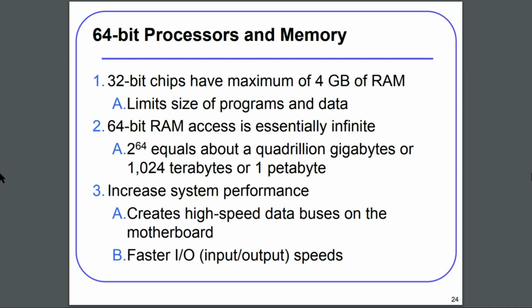So 64-bit processors and memory. 32-bit chips have a maximum of 4 GB of RAM, which limits the size of programs and data. 64-bit RAM access is essentially infinite. So 2 raised to 64 equals about a quadrillion gigabytes, or 16 exabytes. Increased system performance creates high-speed data buses on the motherboard and faster input-output speeds. So let's check the next processor, Xeon.